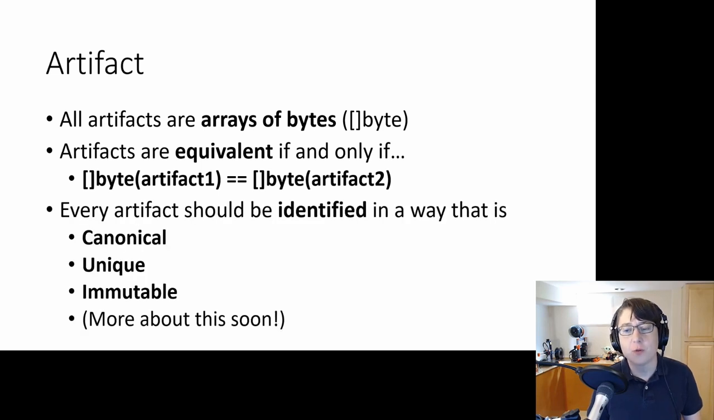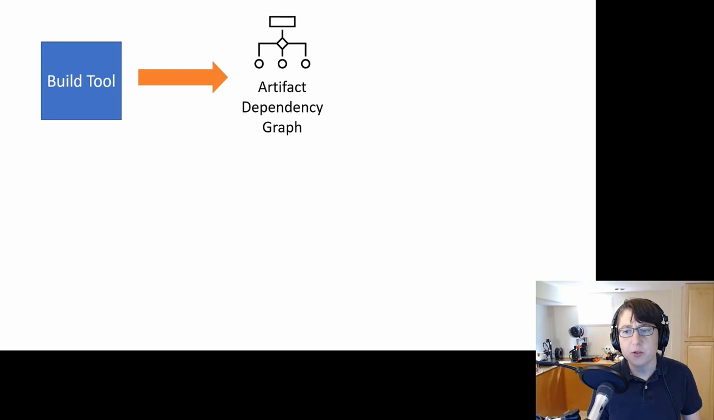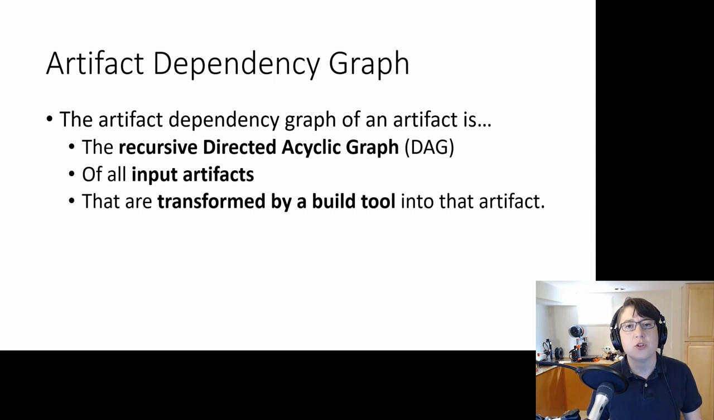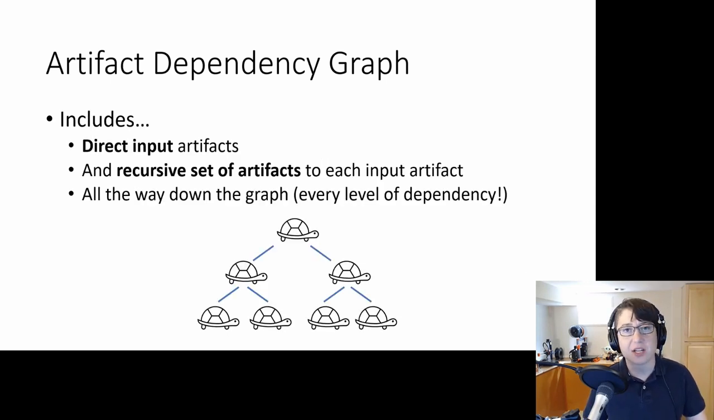Additionally, every artifact should be identified in a way that is canonical, unique, and immutable. We'll talk more about what that artifact identification looks like a little later in this talk. But going back to our workflow, the build tool will generate an artifact dependency graph throughout the build process. This artifact dependency graph of an artifact is the recursive, directed, acyclic graph of all input artifacts that are transformed by a build tool into an output artifact or artifacts. This includes direct input artifacts, things like source code files, and recursive sets of artifacts to each input artifact all the way down the graph.